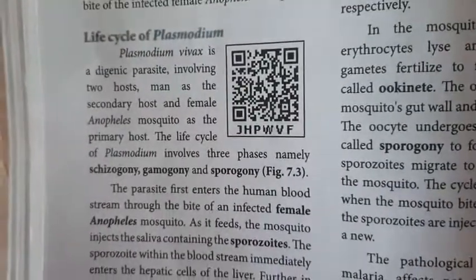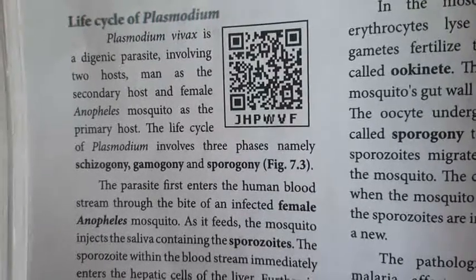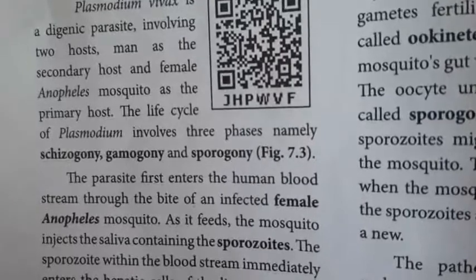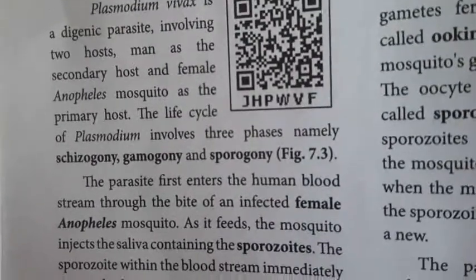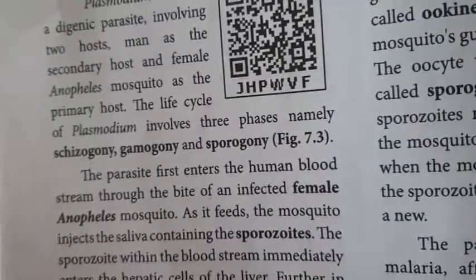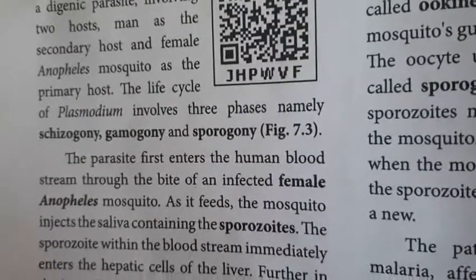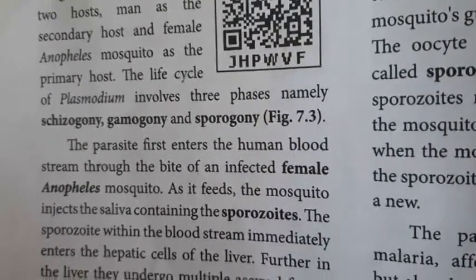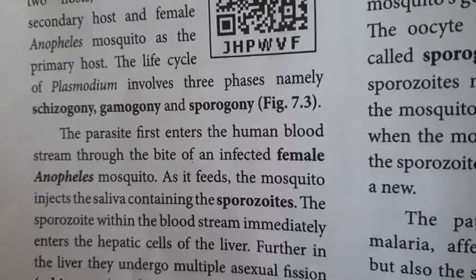The life cycle of Plasmodium involves three phases, namely schizogony, merogony, and sporogony. The parasite first enters the human bloodstream through the bite of an infected female Anopheles. As it feeds, the mosquito injects saliva containing the sporozoites.